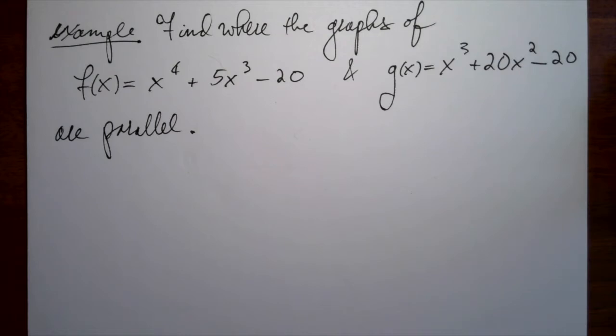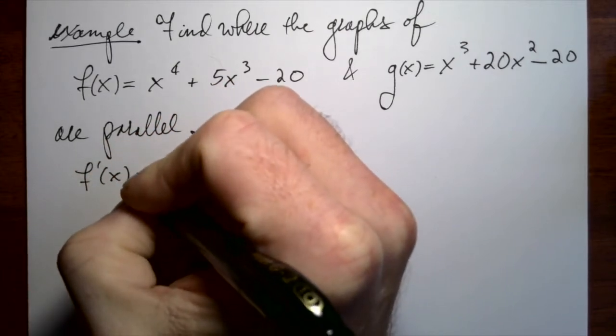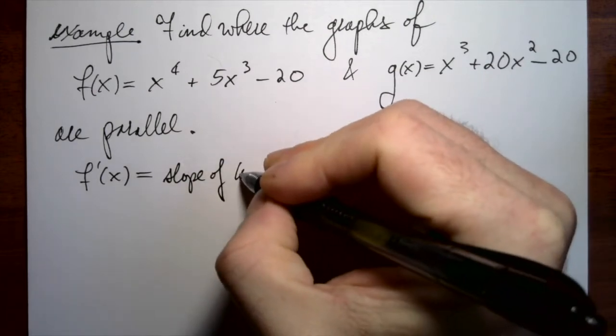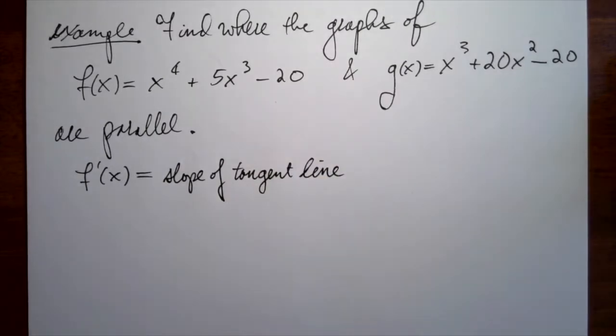Let's find where the graphs of this function, f of x equals x to the fourth plus 5x cubed minus 20, and g of x, which is x cubed plus 20x squared minus 20, are parallel. So, as we know, the derivative of a function at some point x gives you the slope of the tangent line. That's a reasonable notion of the slope of the function itself, since the slope of the function and the slope of the tangent line are the same.